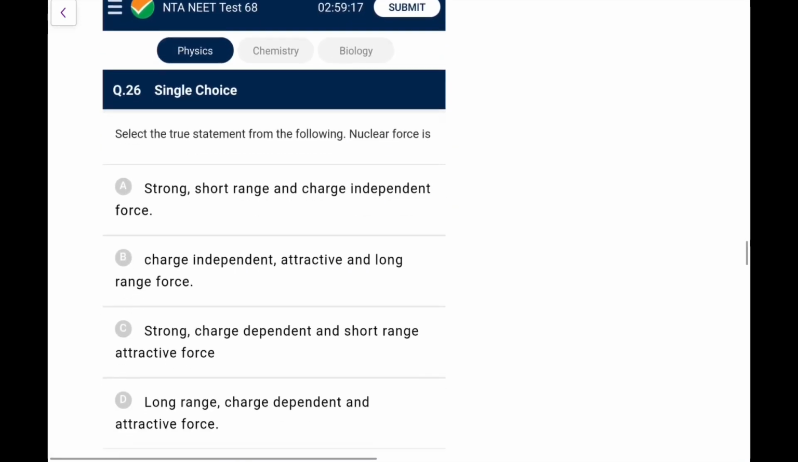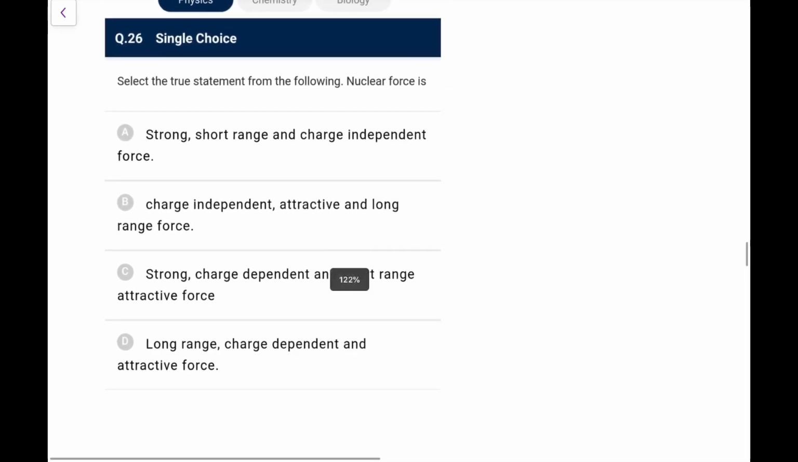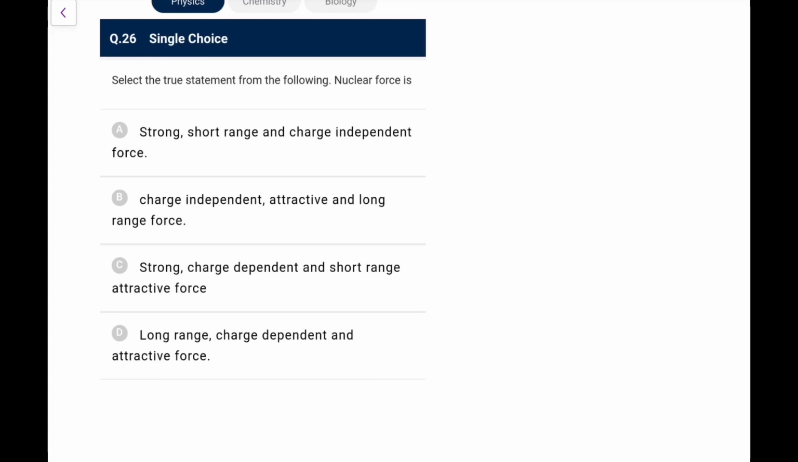Next one. Select the true statement. Nuclear force is strong, short range, charge independent, attractive; long range, strong, charge dependent; short range, attractive; long range, charge dependent, attractive. You know it is not long range, it is short range. Now, attractive force or not, there's a doubt. You remember that figure, if they come very close, instead of attractive it becomes repulsive. So I'll go for option A instead of option C.